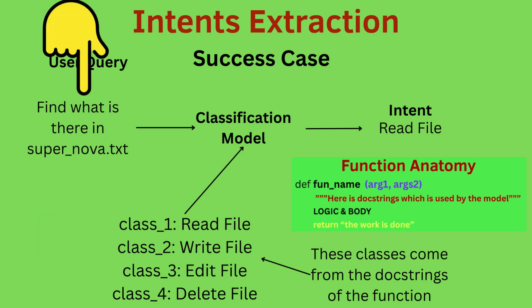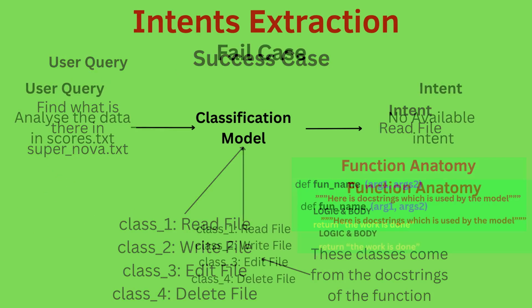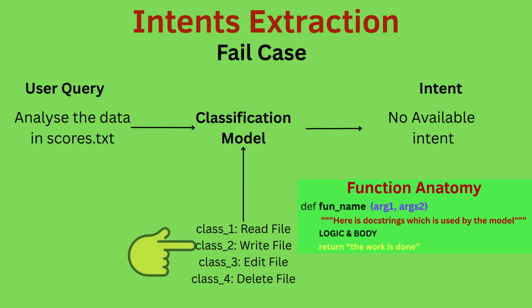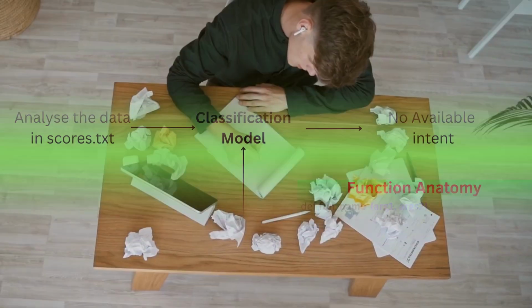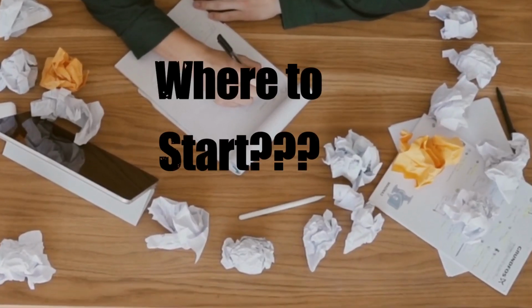When the user types a request like show me the contents of this file, the model maps it to the read file intent. Success. But if the user asks for something like analyze this document for top tasks and there's no matching function with that intent, the model fails to classify it. No tool, no action.